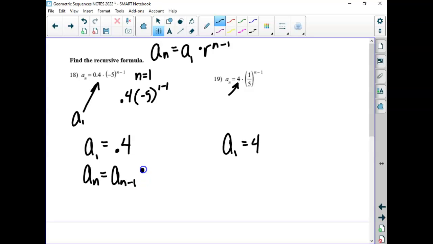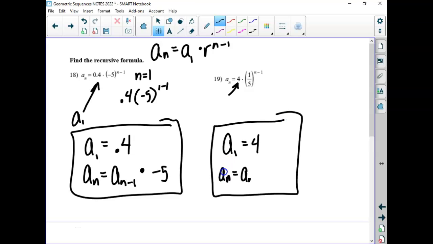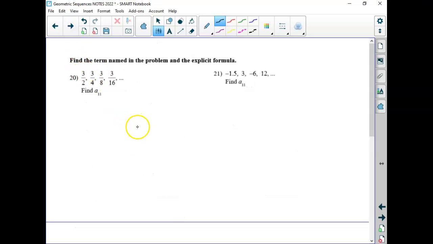Times, and it showed right here, we keep multiplying by negative 5. So this one, they were multiplying by? Previous term times 1/5. I'm hoping these are making sense, just switching back and forth between the forms. Okay, now we gotta do some mystery work, I think. Find the 11th term and the explicit formula. That's how I would wanna find the 11th term anyway, is to write the explicit formula.